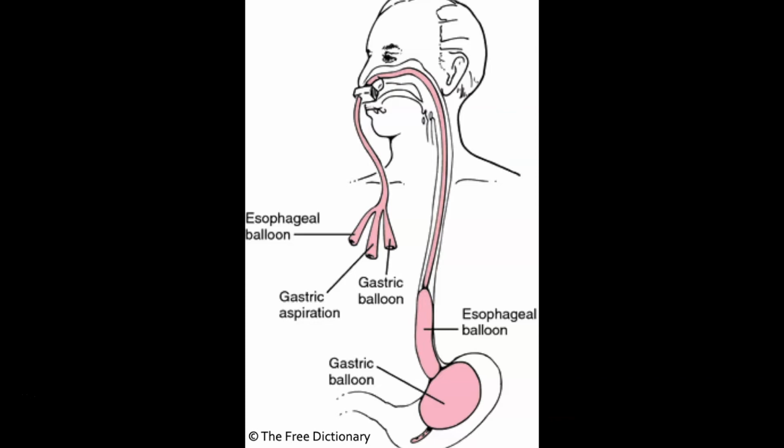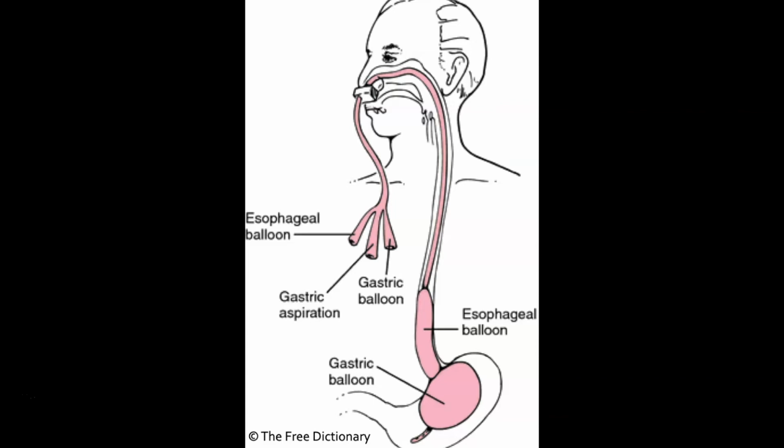So the first balloon is the gastric balloon. It's a big balloon that blows up in the stomach, and it kind of holds that tube from moving back out again. Then the second balloon is the esophageal balloon. That balloon is blown up as well, and that's going to push against those esophageal varices, and it's going to make them stop bleeding. So good idea in theory, right?